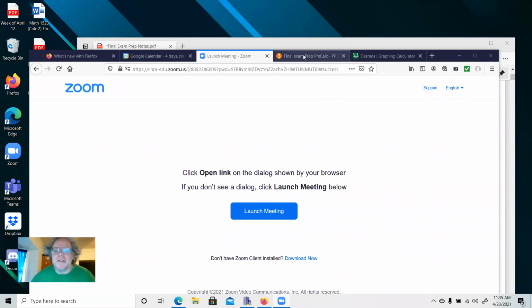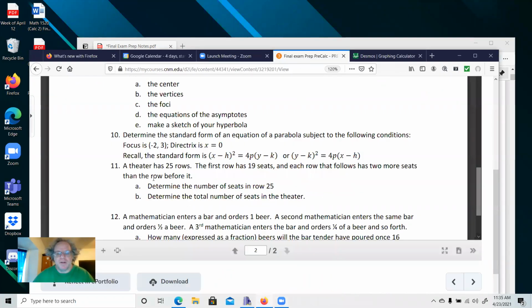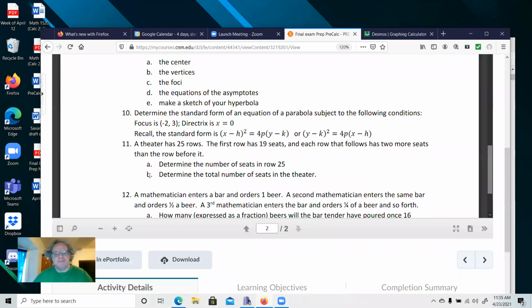All right, welcome back to pre-calculus, and we are going to be almost at the end here. We're going to be wrapping up with, well, not wrapping up, but go ahead and tackle number 11 today.